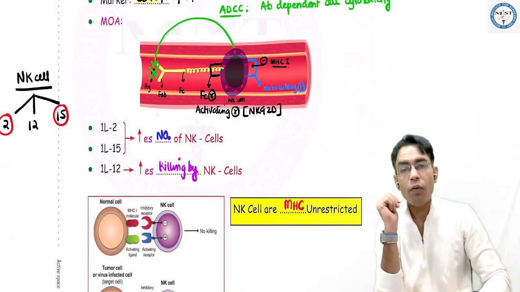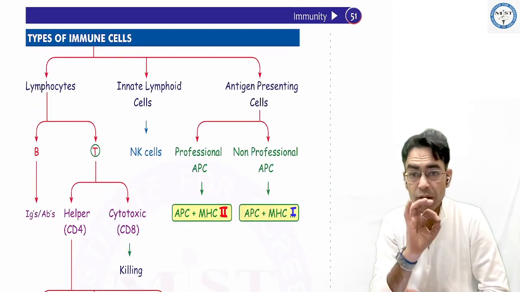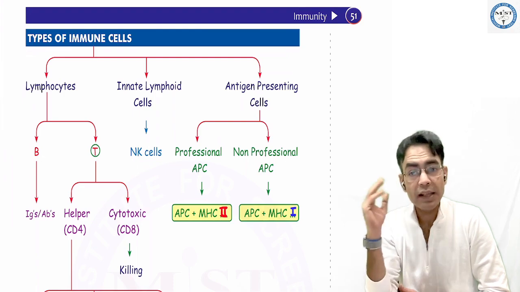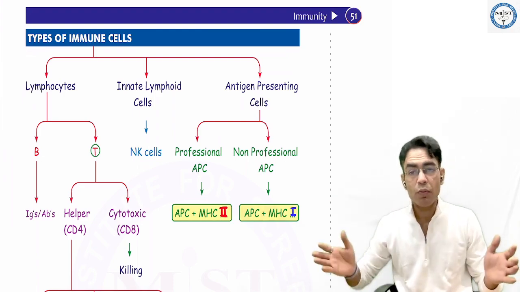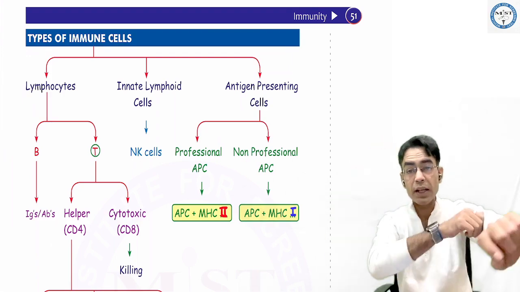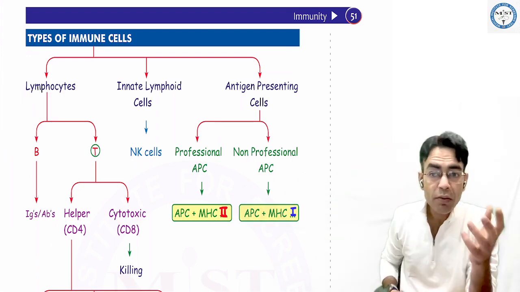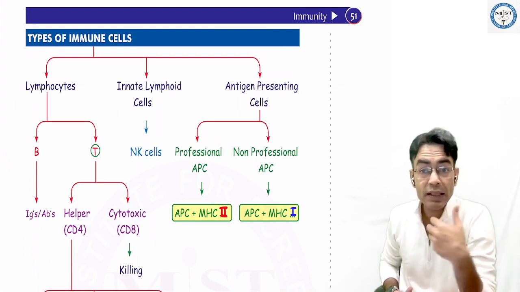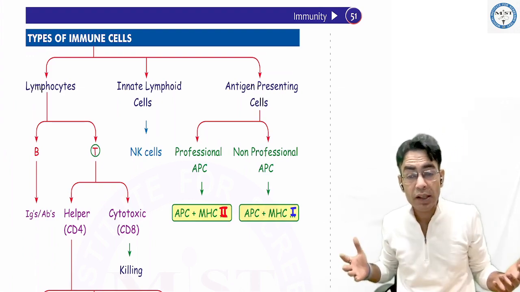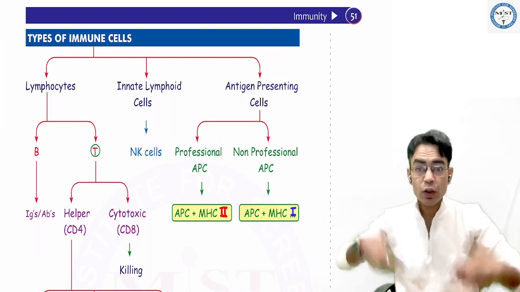That's it. For the cells of the immune system, I told you there are three cells: lymphocytes, the innate lymphoid cells, and the antigen presenting cells. Now, antigen presenting cells can be of two types: the professional and non-professional. We discussed in class very well that professional ones contain MHC2, and non-professional ones contain MHC1. MHC1 is present on all the nucleated cells. So non-professional APC can be all the nucleated cells of our body.